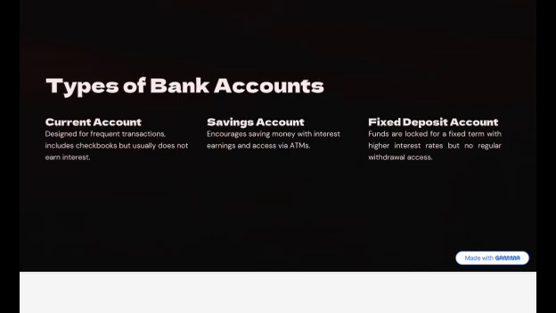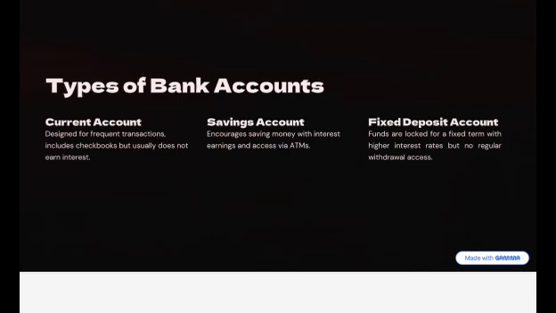Now, let us talk about types of bank accounts. When we talk about types of bank accounts, we have the current account. A current account is a deposit account designed for daily transactions, and it is mainly used by businesses and individuals, which is me and you, who need to make frequent withdrawals or deposits. Current accounts are mostly used by businesses, people, companies, and organizations.